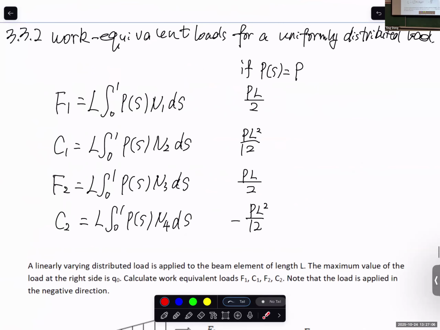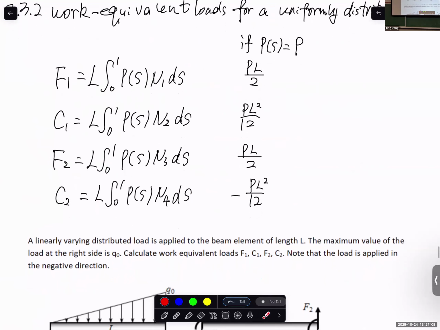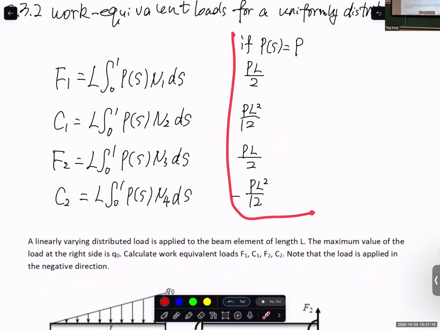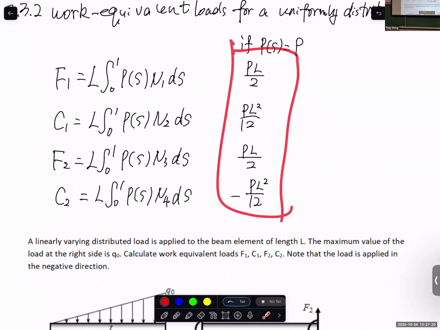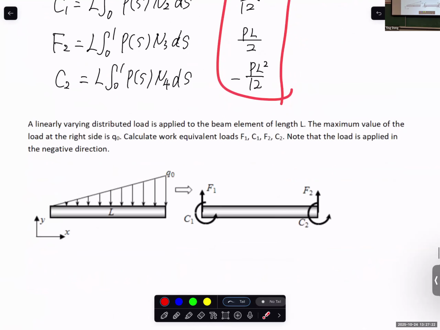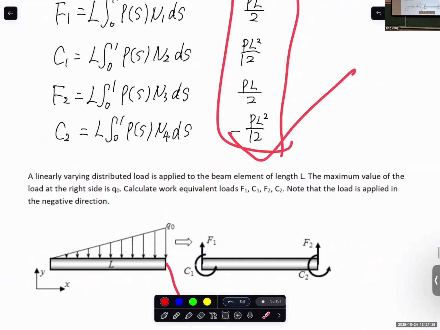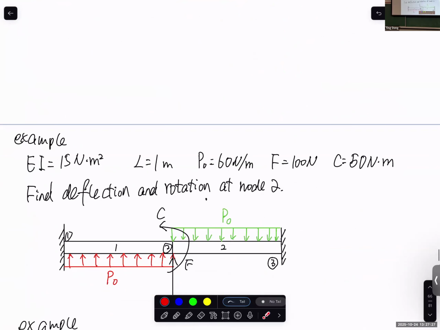This is for work equivalent force, and of course, the example we did in class is much simpler. We assume that PS equals P, uniform distributed force, and of course, this one you can use in your exam directly. I already provide this one in the equation sheet. So this was the example problem. This was a homework problem.